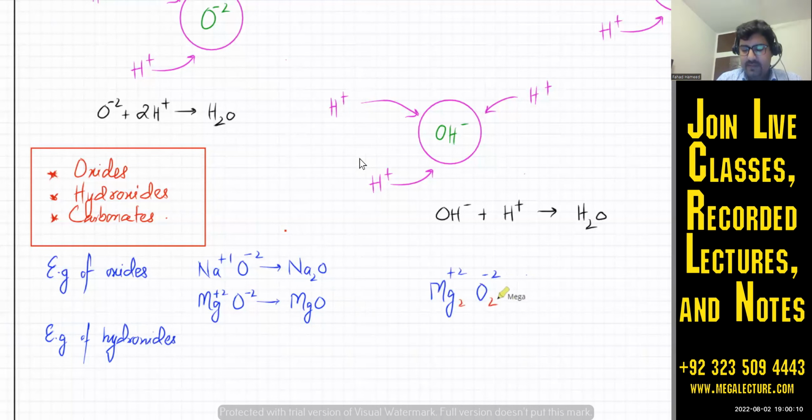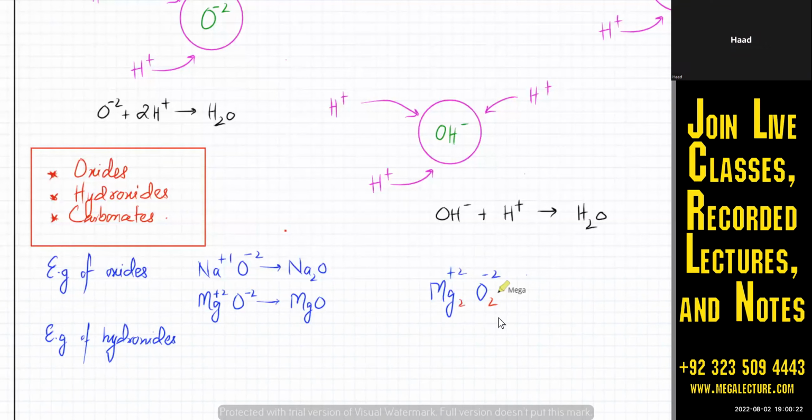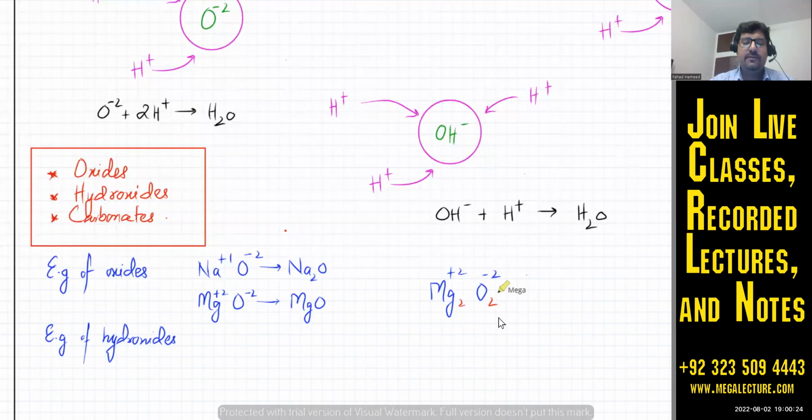But I told you that this number at the bottom must be the simplest ratio. Remember, for an ionic compound, this is actually the ratio. Like you have Mg +2 and O -2, right? And this ratio has to be simplified. So a 2:2 ratio can be further simplified to 1:1.